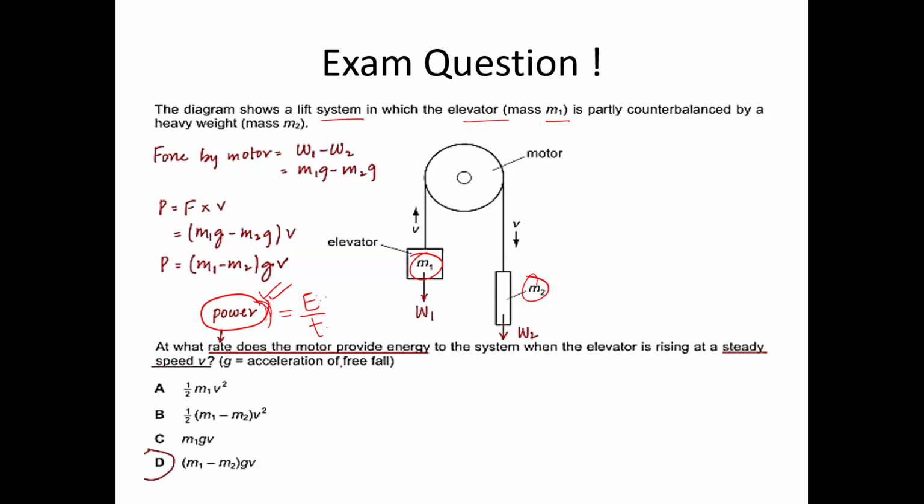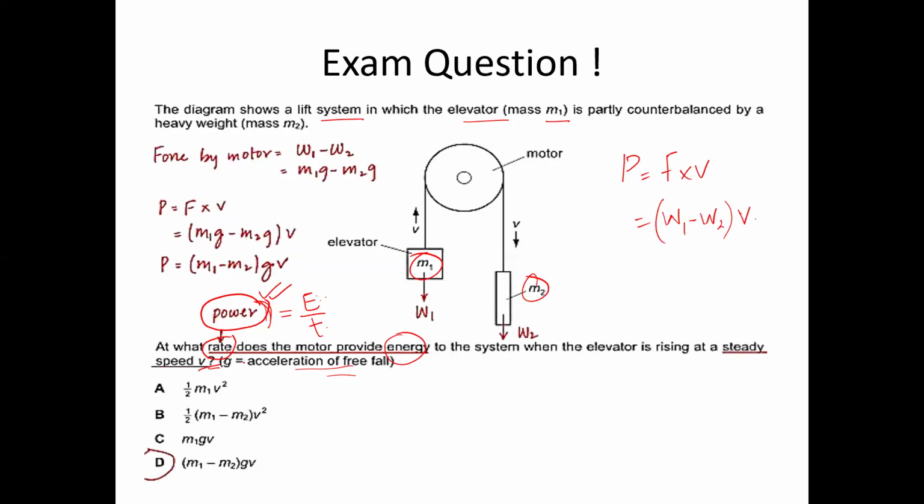So it means they did not directly ask us to find the power, but eventually we have to find out the power. So what are we going to do? Rate means time, and energy is how much energy is being provided. Energy divided by time is power to the system where the elevator is rising at a steady speed. Again, it is moving with a steady speed, and the acceleration of free fall is taken as g. So what formula are we going to use? The formula will be P is equal to F into v. So force will be the resultant force, so we can take the subtraction of the two weights, let's say W1 minus W2, and our velocity is steady, so this will be v.